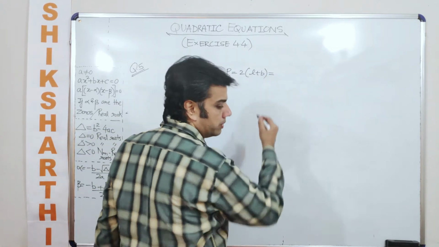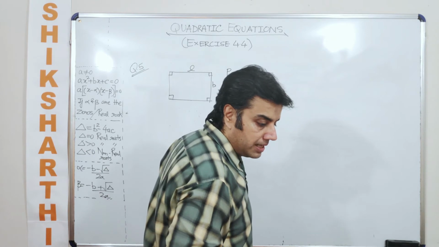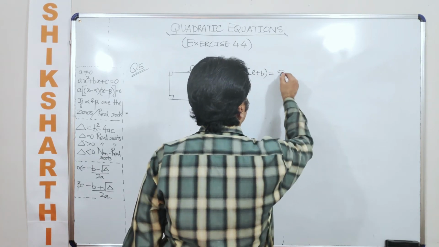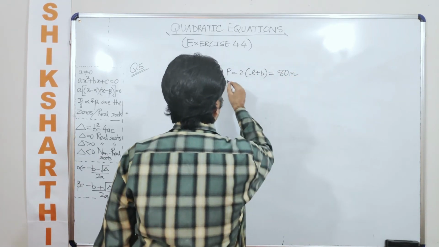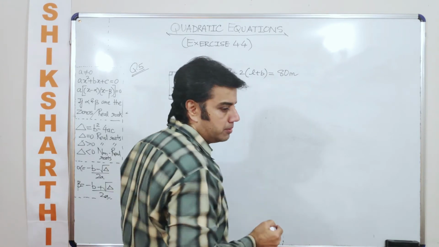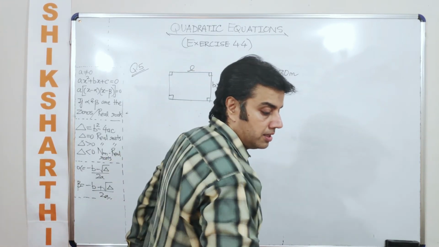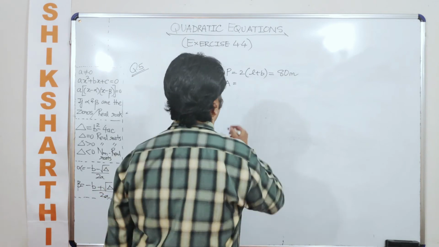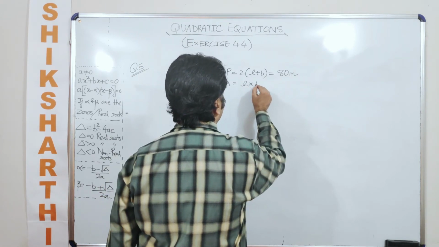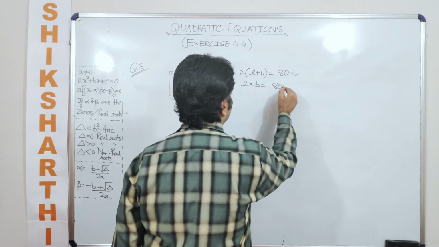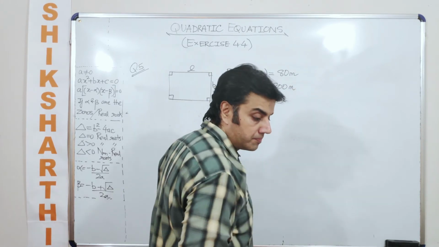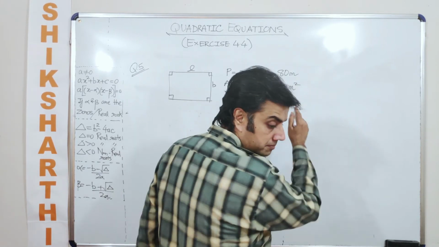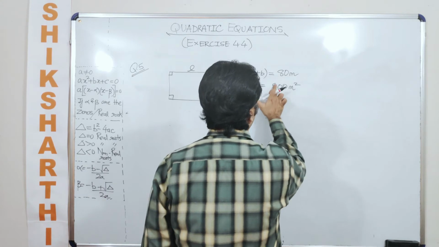This is given to you as 80 meters. So in a few minutes you would see that this gets converted into question number 4. Okay, and then they are talking about the area. So area is nothing but length into breadth, which is given to you as 400 meters square.